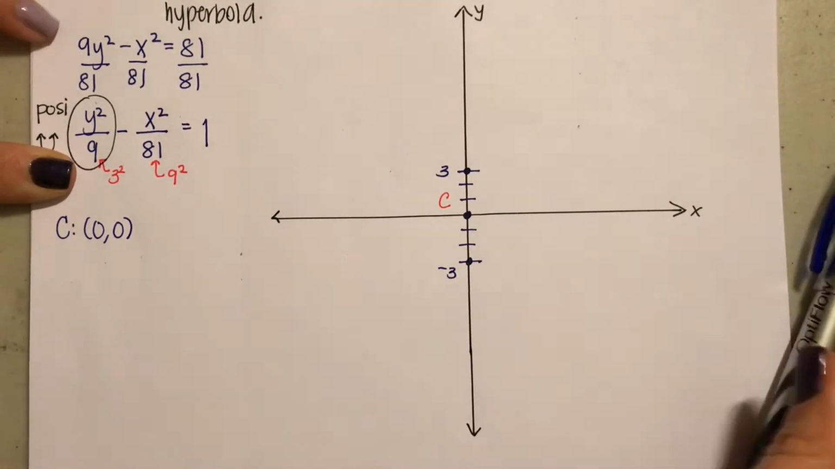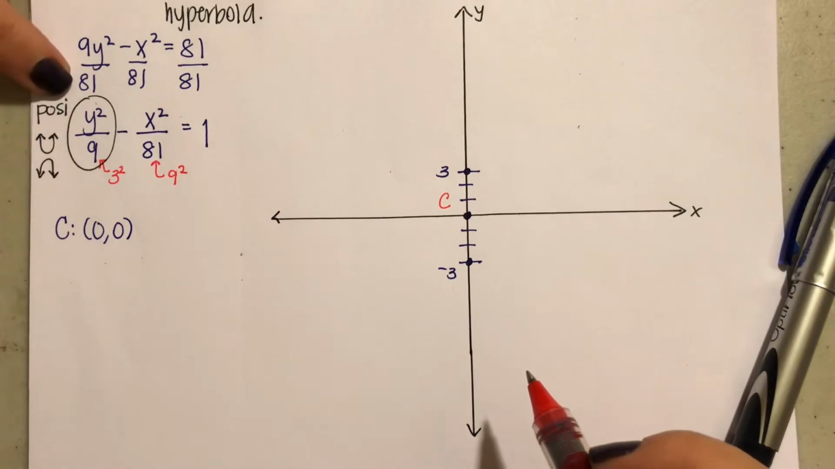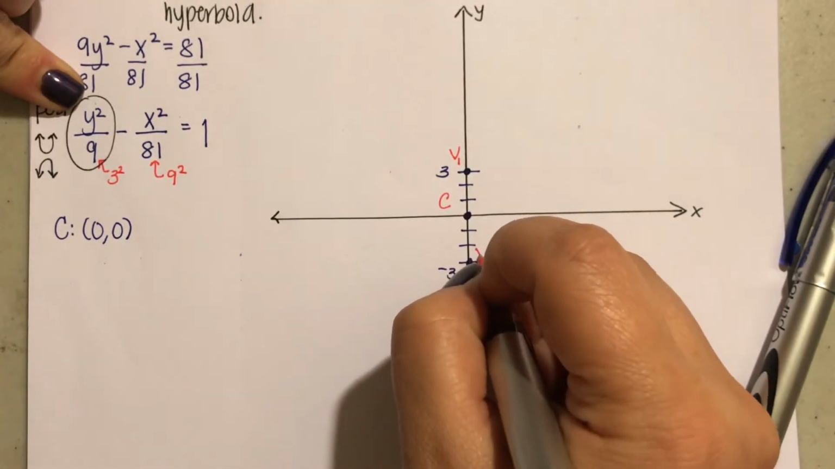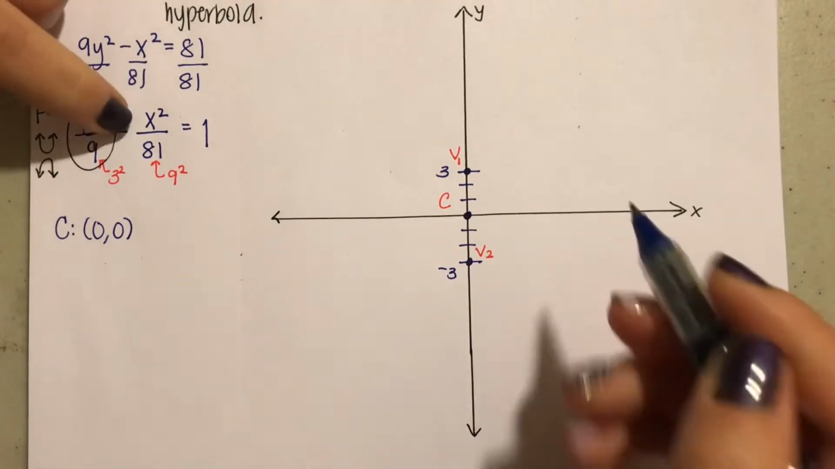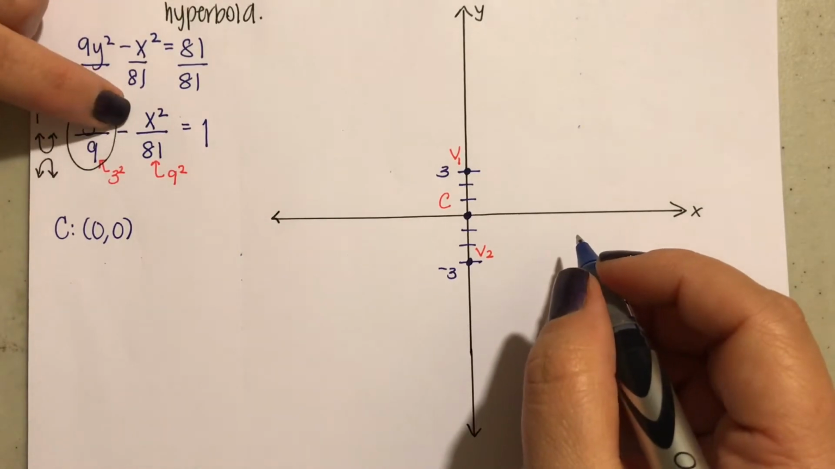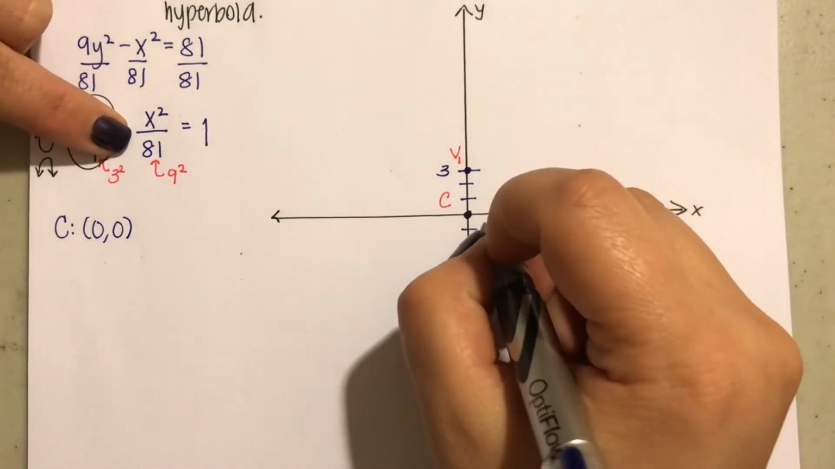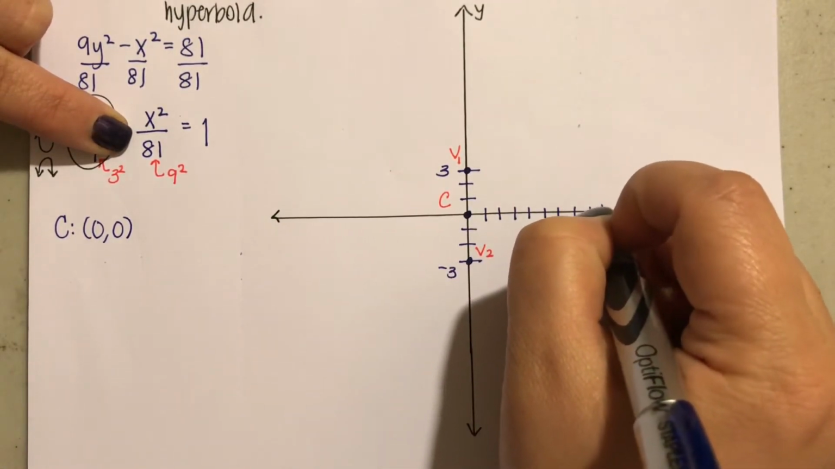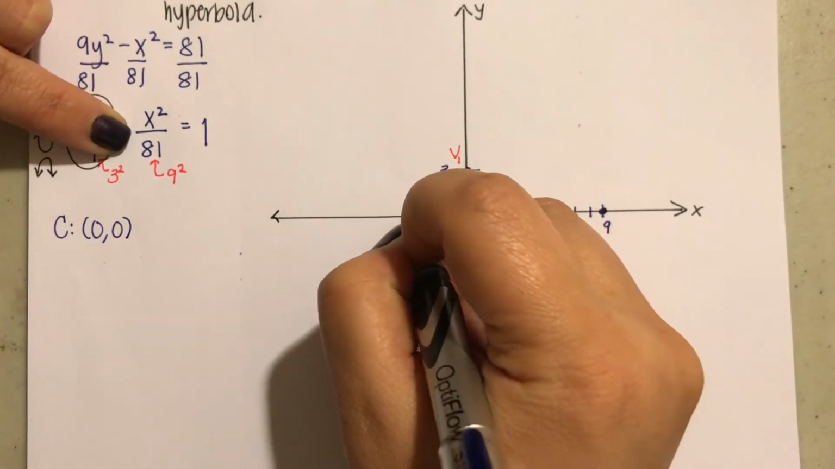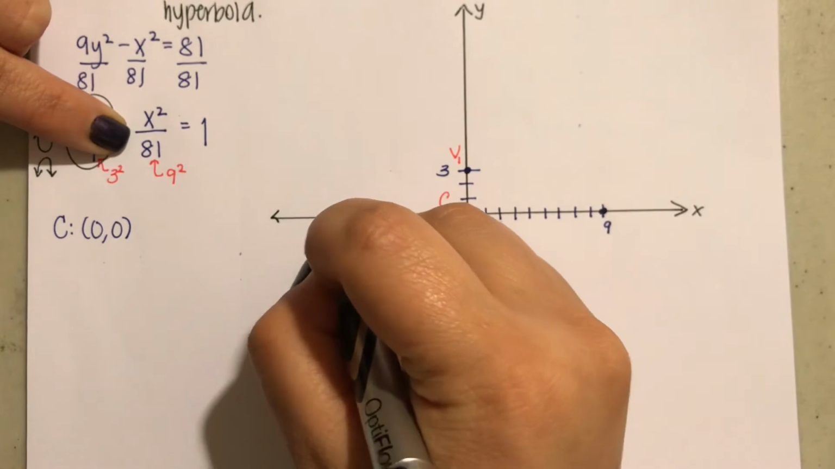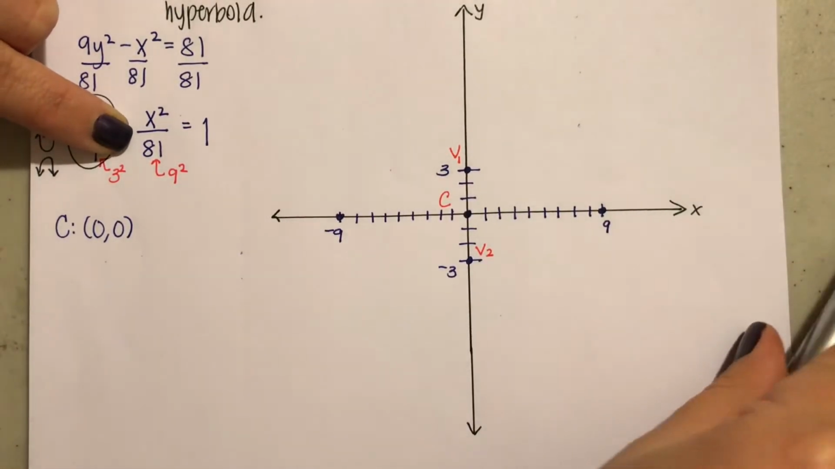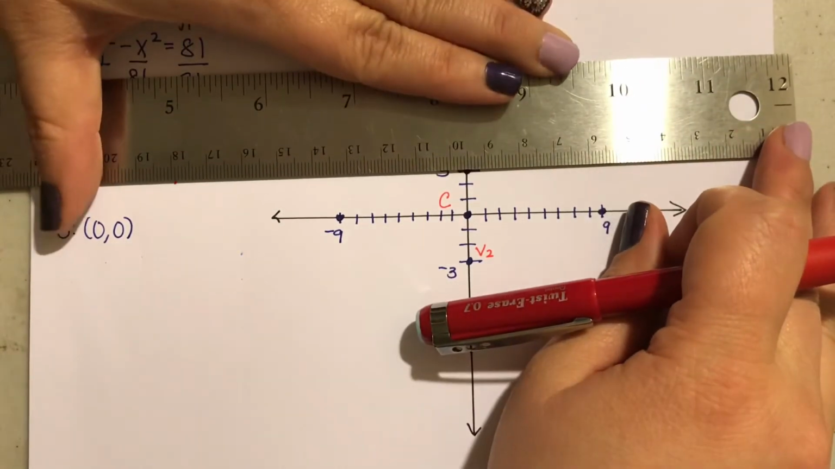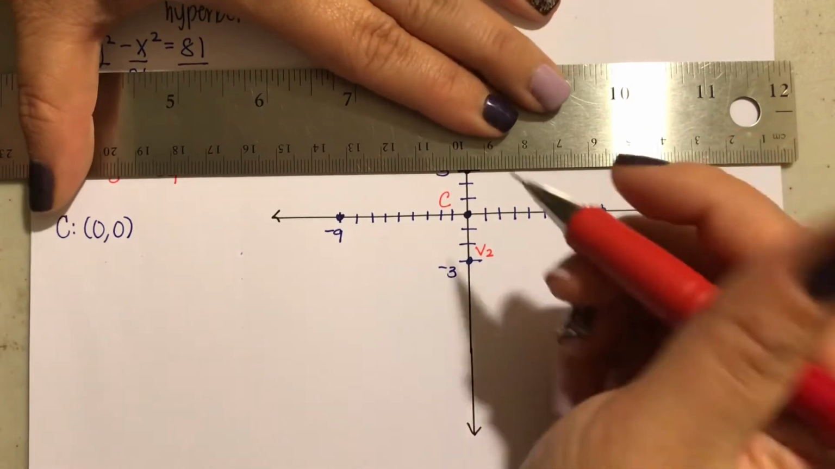Okay, and because this is our positive variable, that makes these two our vertices. Okay, we're also going to go to the left and to the right because it lines up with x, 9 spaces. So 1, 2, 3, 4, 5, 6, 7, 8, 9. That's a covertex. 1, 2, 3, 4, 5, 6, 7, 8, 9. Another covertex. Okay, so I'm going to sketch in that rectangle. It's a pretty wide rectangle, but that's fine. It doesn't really change anything we do.